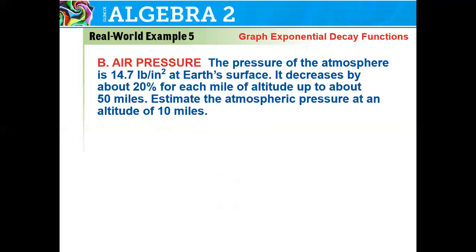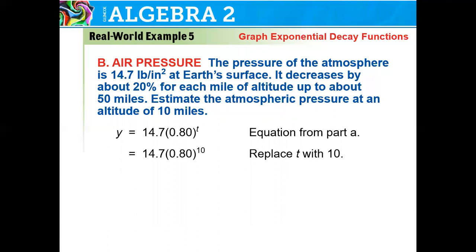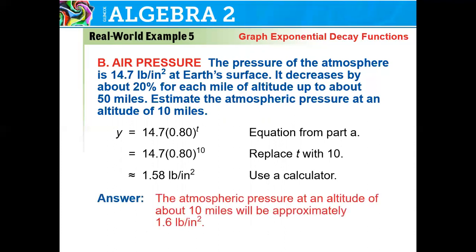In part B, it's the exact same question. The only difference is that now they want you to estimate the atmospheric pressure at an altitude of 10 miles. So they want you to estimate the atmospheric pressure when t is equal to 10. We use the same equation from part A, but replace t with 10. Then using your calculator, you end up with 1.58. So the atmospheric pressure at an altitude of about 10 miles will be approximately 1.6. Thank you.